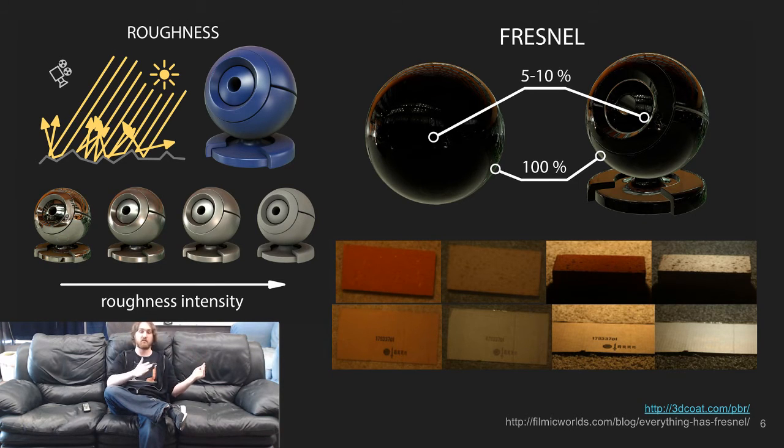And so that's where the roughness comes in. And then there's the Fresnel effect, which is basically the natural phenomenon that at a perfectly perpendicular angle, 100% of light is reflected, and at more oblique angles, less gets reflected.